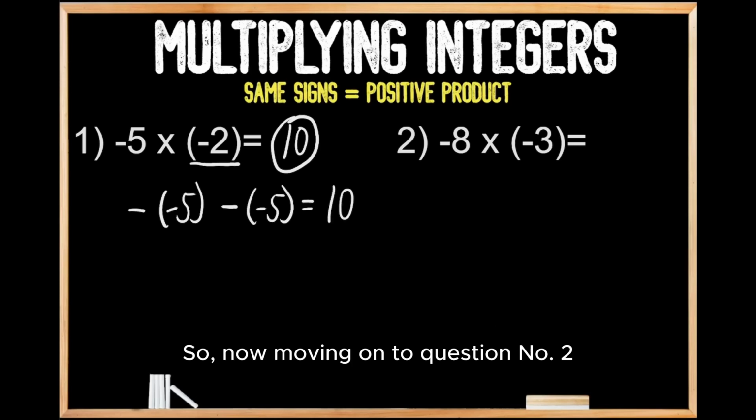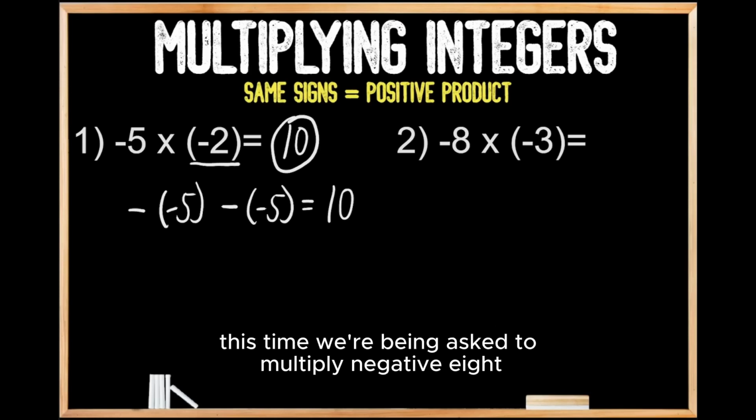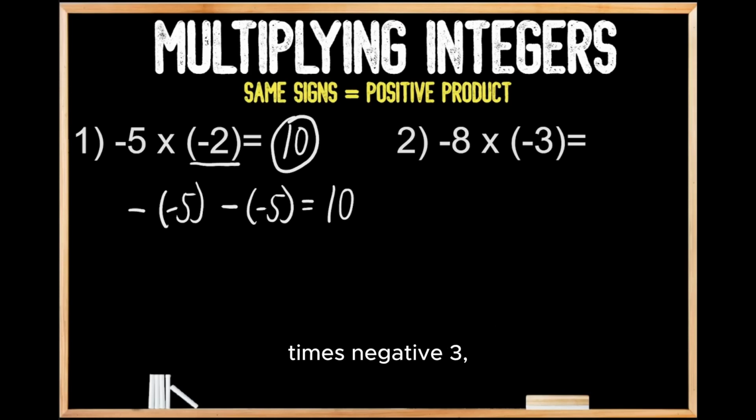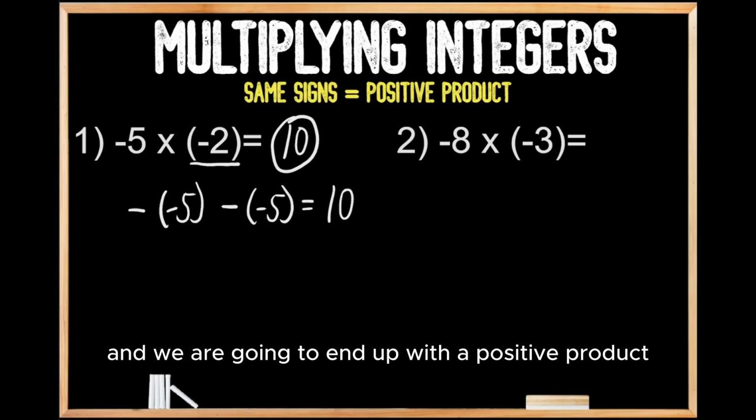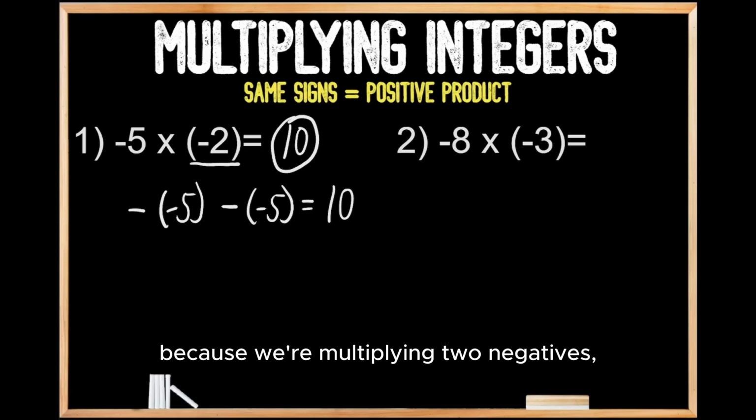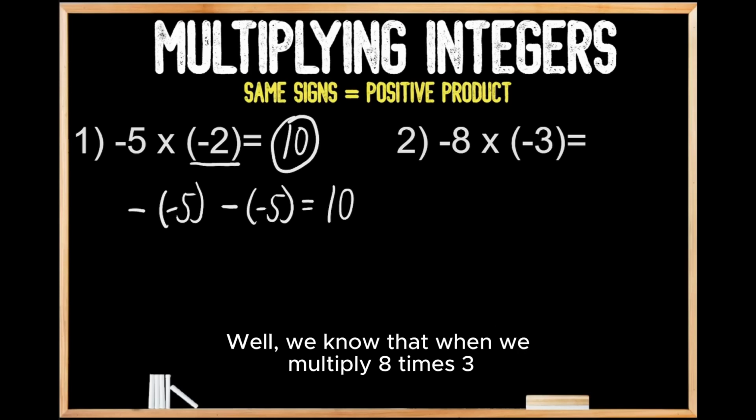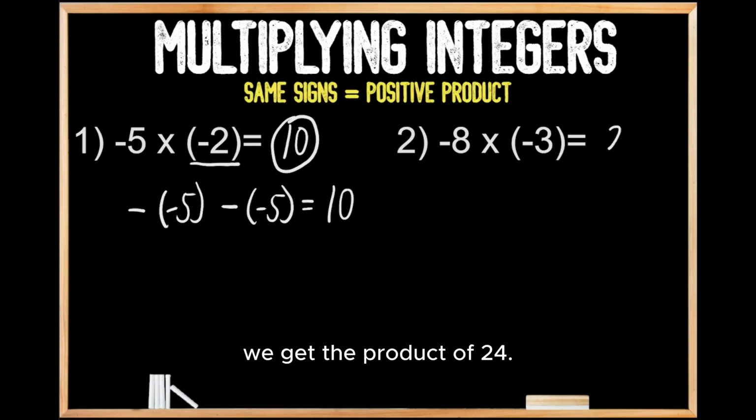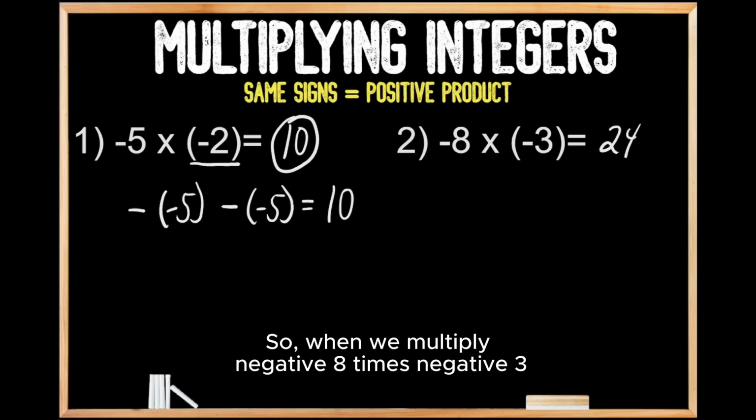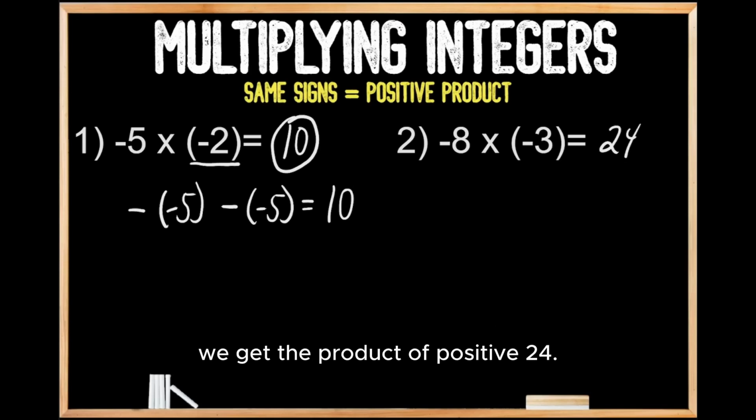So now moving on to question number 2, this time we're being asked to multiply -8 times -3. And we are going to end up with a positive product because we're multiplying two negatives, so we can think of this as multiplying 8 times 3. Well, we know that when we multiply 8 times 3, we get the product of 24. So when we multiply -8 times -3, we get the product of positive 24.